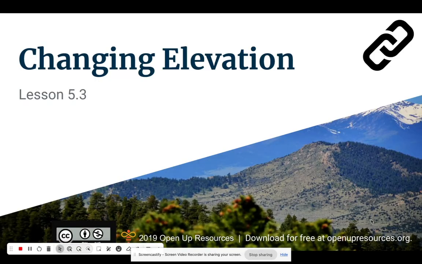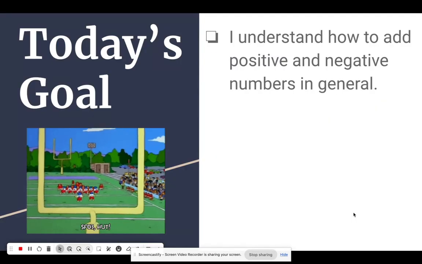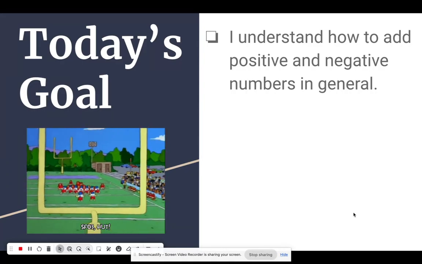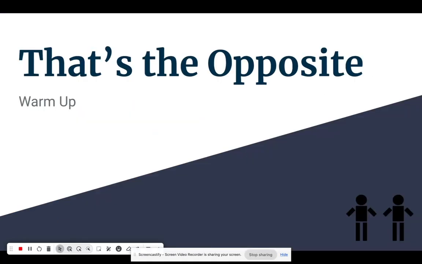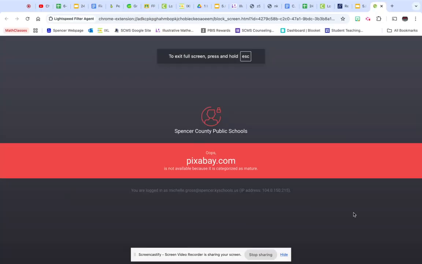All right, so today we're talking about changing in elevation. Our goal is to understand how to add positive and negative numbers in general. Basically, we're just going to continue what we're doing.